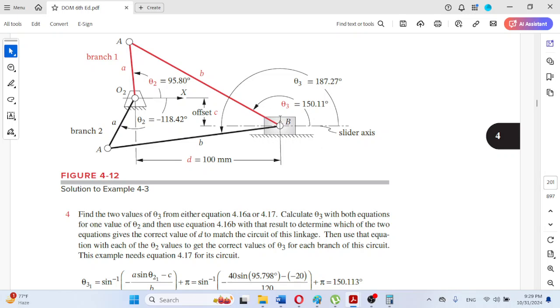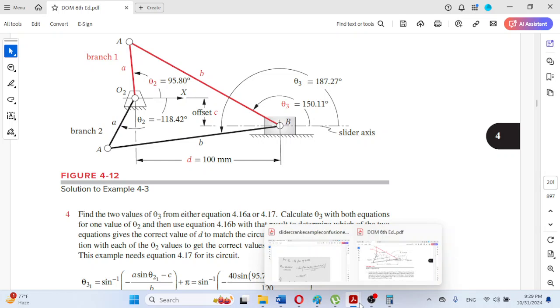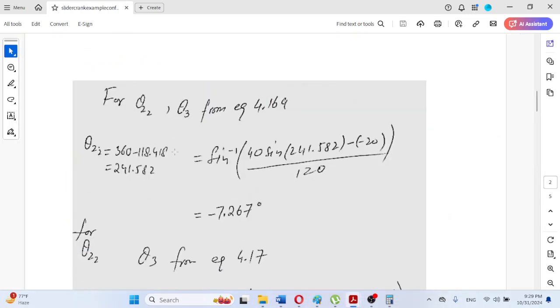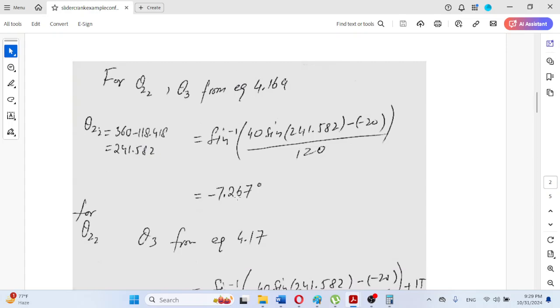for the slider when it is located toward the right direction and when it is located toward the left orientation, and then decide the correct location of the slider, and the correct orientation and location of the connecting rod. As we can observe, theta 3 from equation 4.16 gives minus 7.267. That means this angle is from the positive x-axis in the clockwise orientation, because the angle is negative.